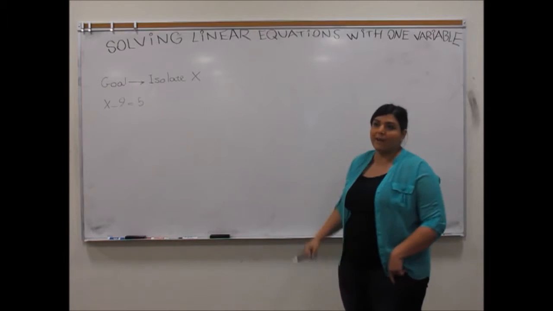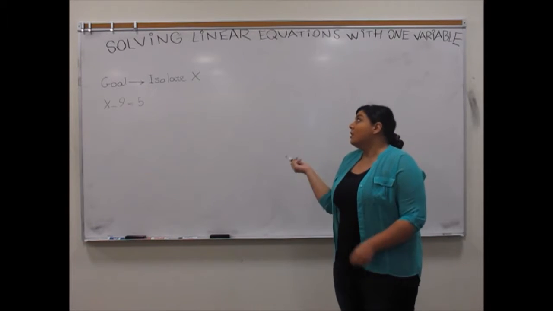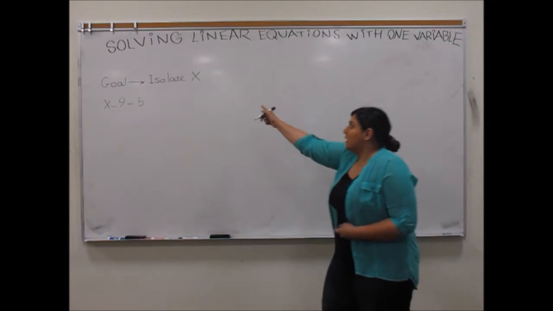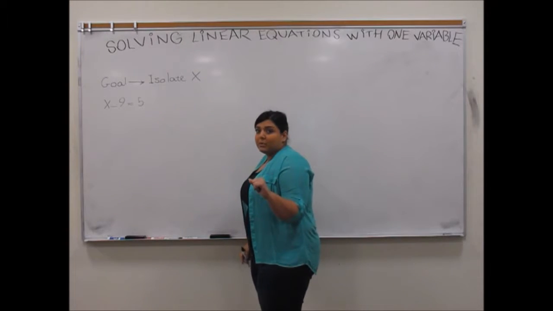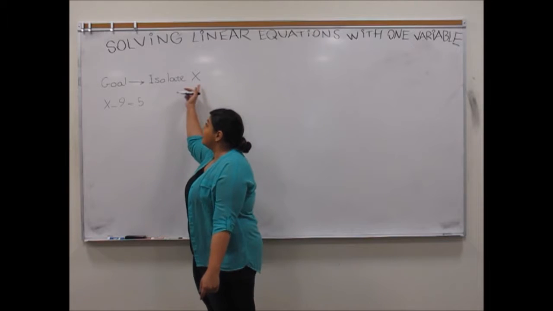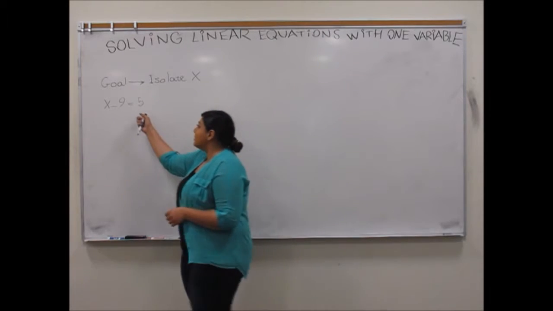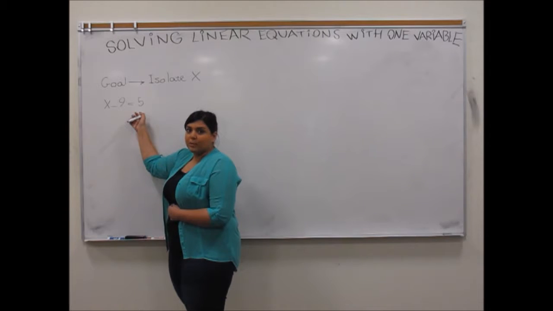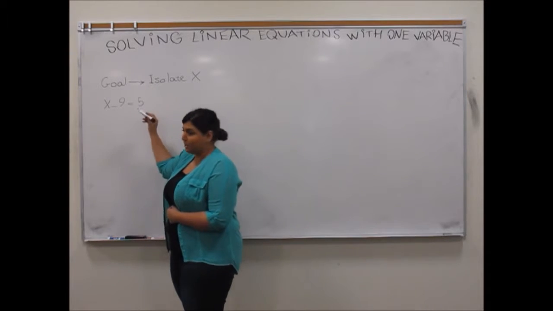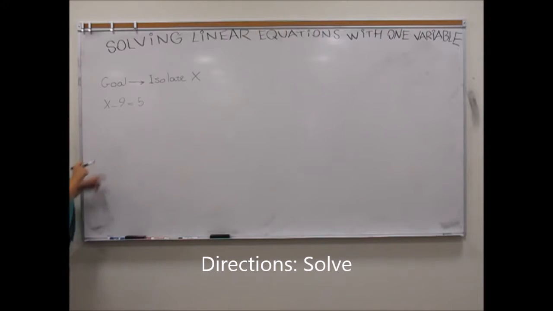Equations with one variable means something like x. So remember, our goal is to isolate x all the time. So here, let's go over a basic one just to make sure we are on the same page. So we have x minus 9 equals 5.